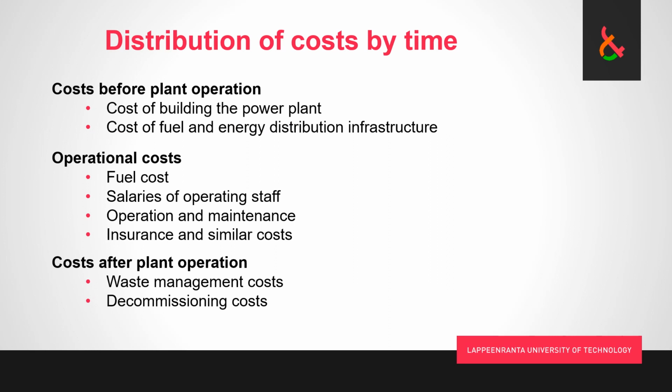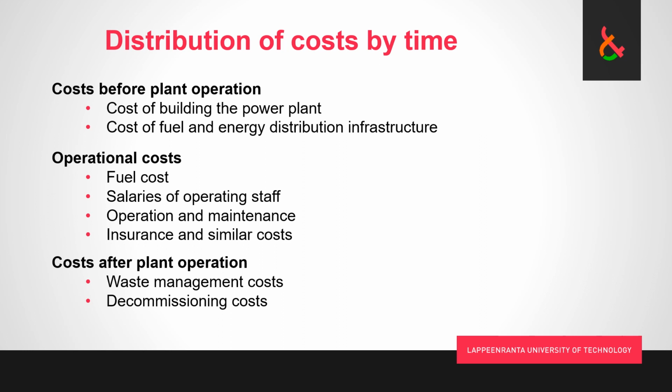So first about the distribution of costs by time. So we have basically costs that take place before the plant operation, during the operation, and after the plant operation has finished. So costs that take place before the plant operation, of course, building the power plant itself is the single biggest one of those, but also here are all the costs of building fuel, infrastructure, power grid connections, all kinds of different permits that we need, legal costs, and also the interests that we have to pay for these costs before the plant even starts operation.